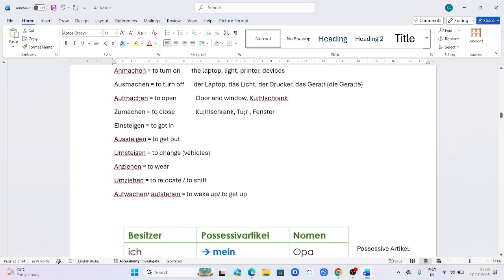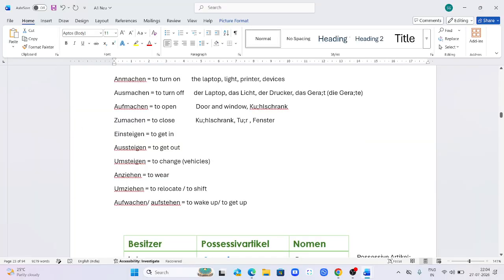Okay, here are a few. We will just go through this. Anmachen means to turn on. It is used for devices and switches. Ausmachen is the opposite of anmachen, to turn off. Turn off the fan, turn off the laptop, turn off the light, turn off the computer. So turning off is called ausmachen.